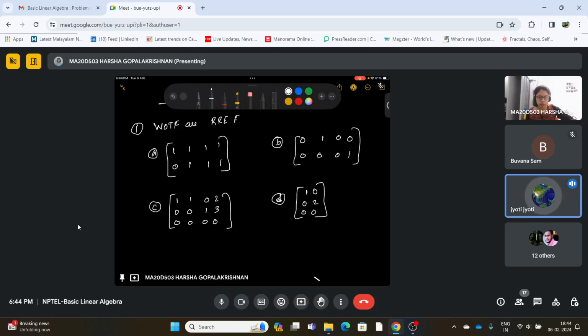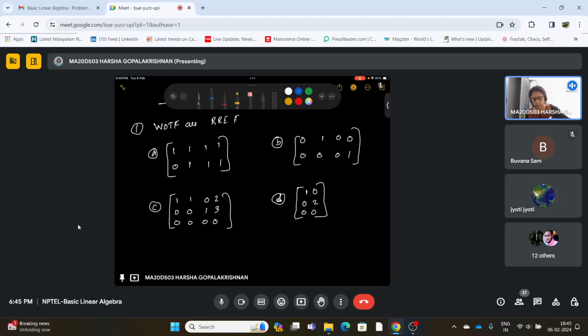No, the first one is not a row reduced echelon form, because the second column pivot element is 1, and in this column all other elements must be 0. But the 1 in the first row above the pivot element is not equal to 0, so it is not a row reduced echelon form. I hope everyone understood that.